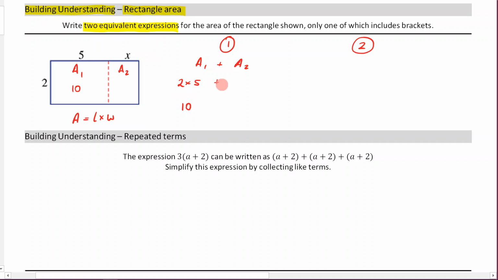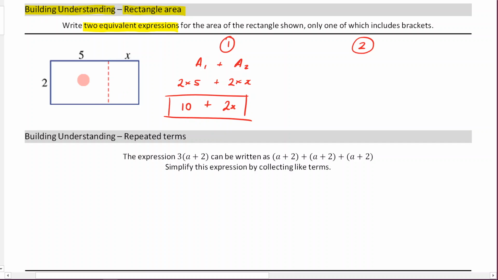And then I'm going to add onto that the area of this side right here, the A2 area. Now I know that this here is going to be 2 because this length is the same as this length, and 2 times x is the same as 2x. And I'm going to add those together as well. So this here represents one expression for the area of this entire thing. I'm just adding together those two separate areas.